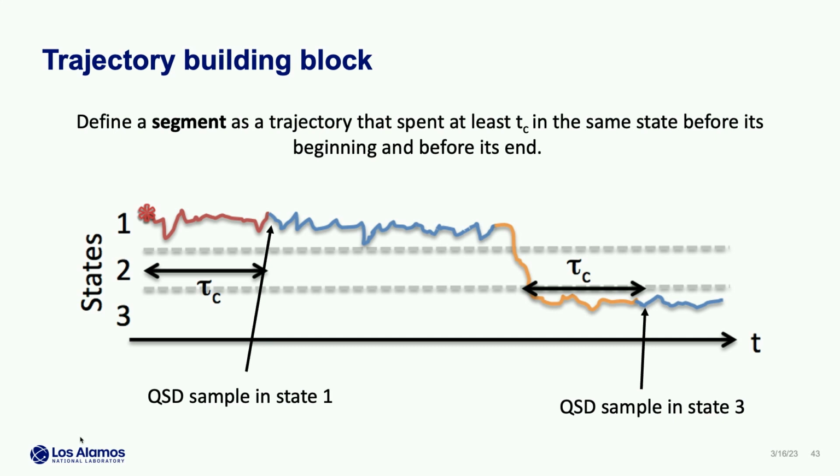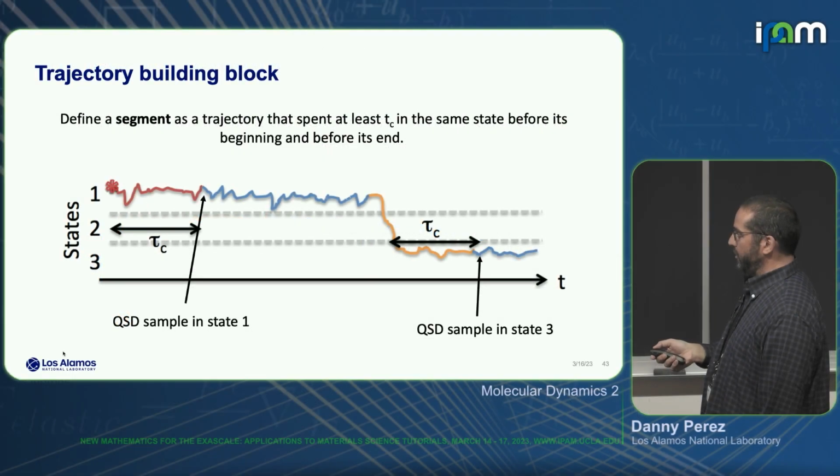You just start running MD, you don't do anything special, but you just monitor when's the last time that you left a state, or that you just started your trajectory from scratch. And if that time is longer than some correlation time that obeys the condition that I mentioned in the other slide, then you can start the official clock. Now you can start staring at your trajectory.